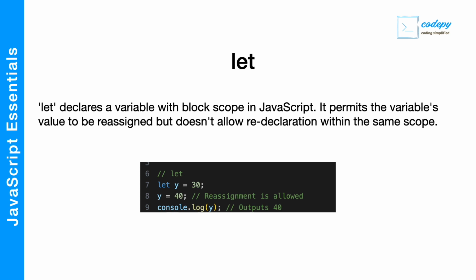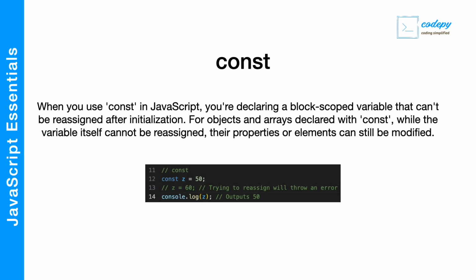Let declares a variable with block scope in JavaScript. It permits the variable's value to be reassigned. Reassign is the word, but it does not allow redeclaring within the same scope. const z equals 50, and we can use the value of z, but we cannot redeclare or reassign a const. When you use const in JavaScript, you are declaring a block scoped variable that cannot be reassigned after initialization.